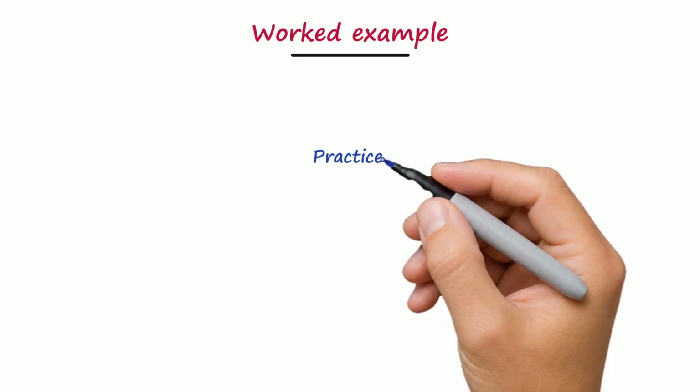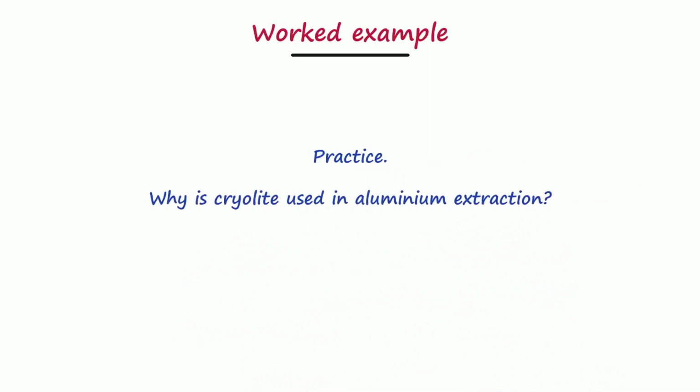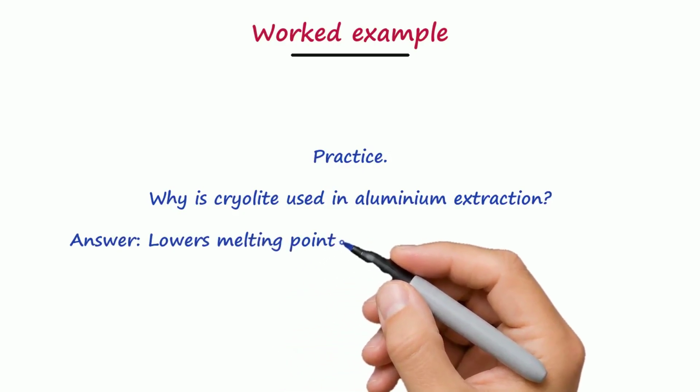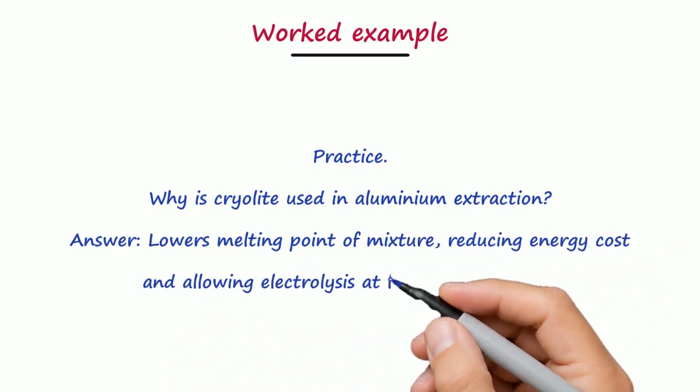Practice. Why is cryolite used in aluminium extraction? Answer: lowers melting point of mixture, reducing energy cost and allowing electrolysis at lower temperature.